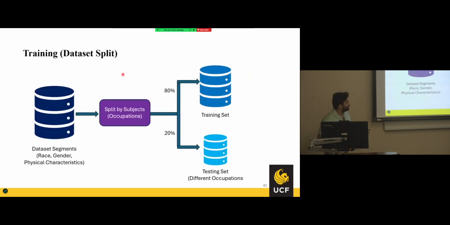So this was for pre-trained VLMs. The paper then goes into training the VLM models using the social counterfactuals dataset. So this is our data split pipeline. We have our entire dataset containing all our attributes, and we split them by subjects. So we have an 80% split of training set and a 20% split of testing set, which contain different occupations than the training set. What do I mean by that?